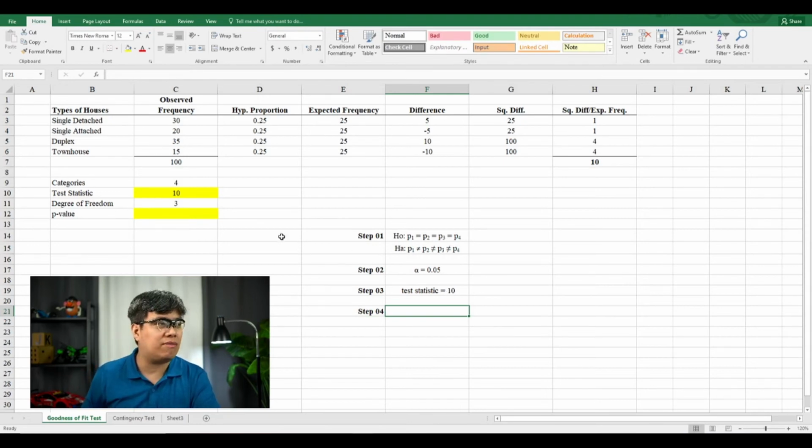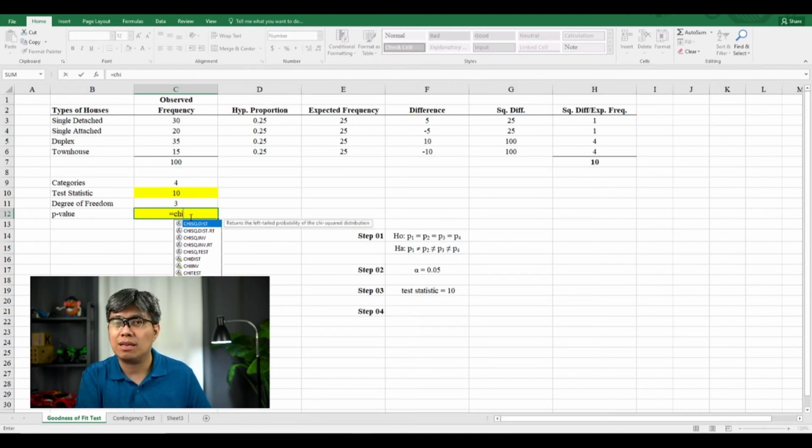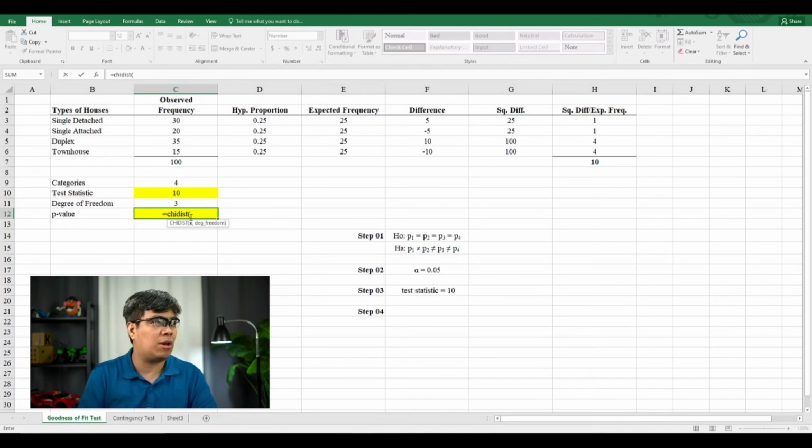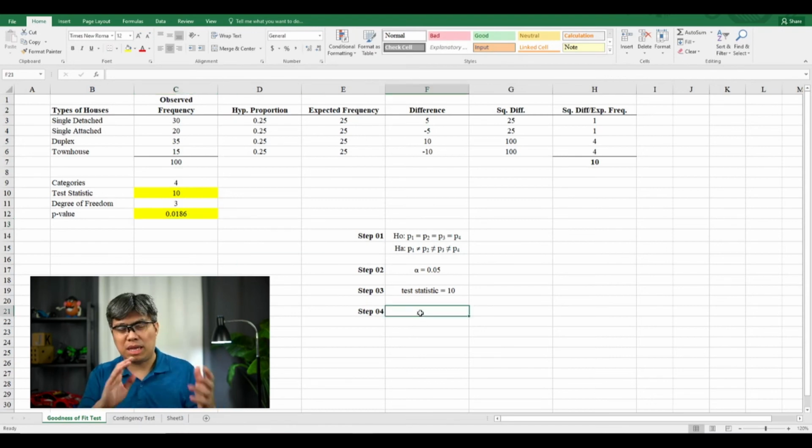To solve for the p-value, you simply select the function formula CHISQ.DIST.RT, however you want to call it. If you notice, inside the parentheses, you're being asked for the test statistic, the x value, and your degrees of freedom, which we already found. Either type in the value 10 or select the test statistic 10, comma, and select the degrees of freedom or type in the value 3, and then press enter. So you have a p-value of 0.0186. So what's the implication here?